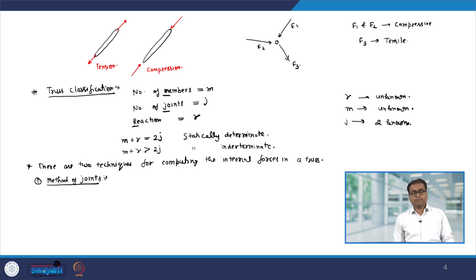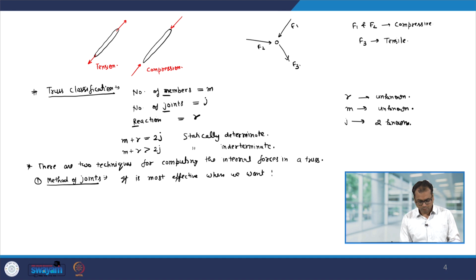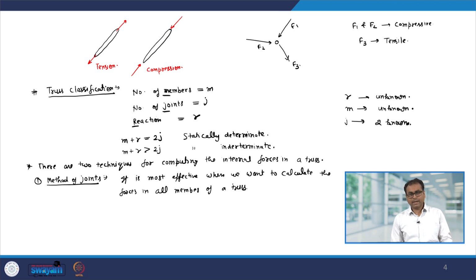So, this technique of method of joint is most effective when we want to calculate the forces in all members of a truss. So, we will look at these in detail, but when you have to calculate all the internal forces that are acting on the truss, in that case we will use method of joint.